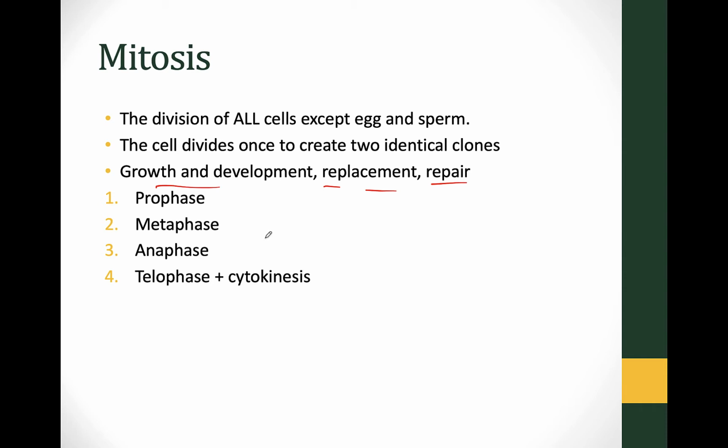rather than bigger cells. When we talk about mitosis, this is the division of every single cell except for eggs and sperm. And we'll talk about eggs and sperm. This is going to be in a process called meiosis. And you'll do this more in anatomy too. But for now, mitosis is going to make 2 identical clones.